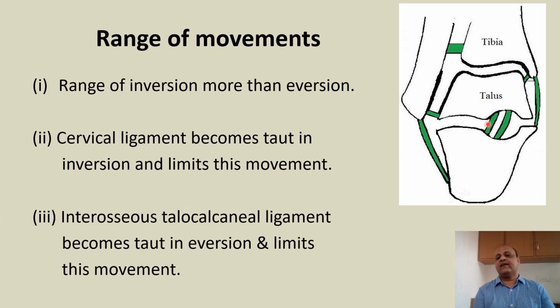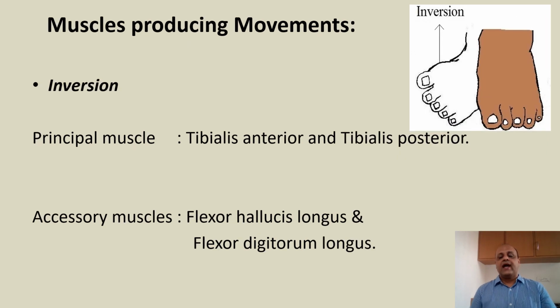So this one is the cervical ligament which gets taut in inversion and limits this movement. This is the interosseous talocalcaneal ligament which gets tight in eversion and limits this movement. So do mention, students, the range of movement also. And then the most important part, the muscles which are performing inversion and eversion. So there is a principal muscle and there are accessory muscles.